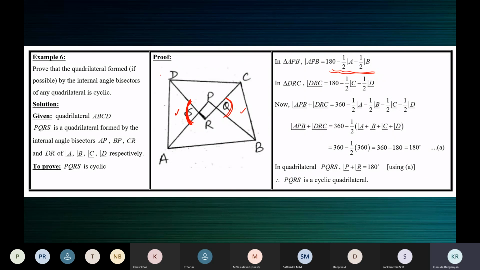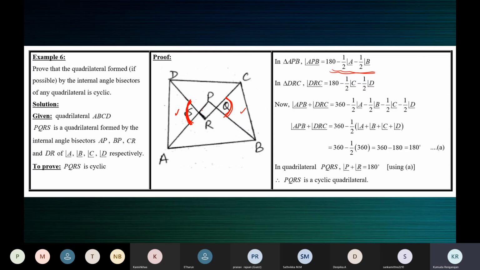What about angle Q? Half of angle C, half of angle B. 180 minus half of angle C and half of angle B. Correct. 180 minus half of angle B and half of angle C.